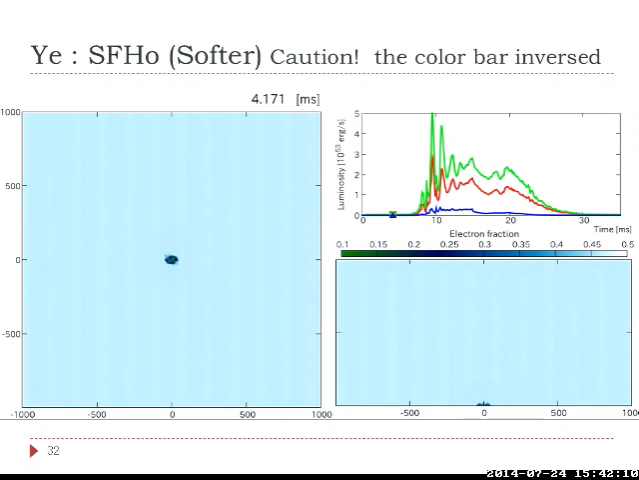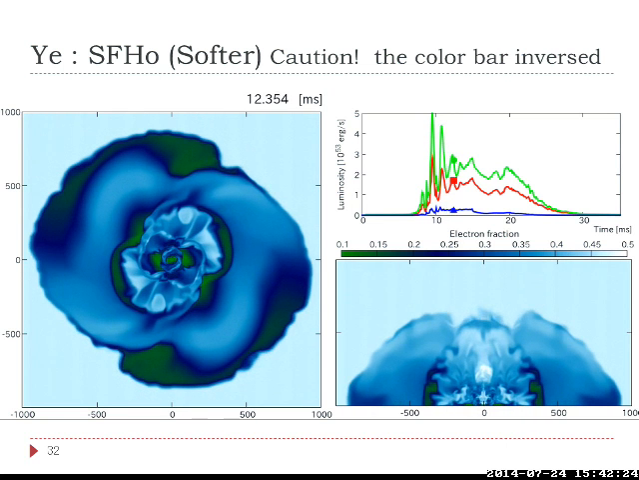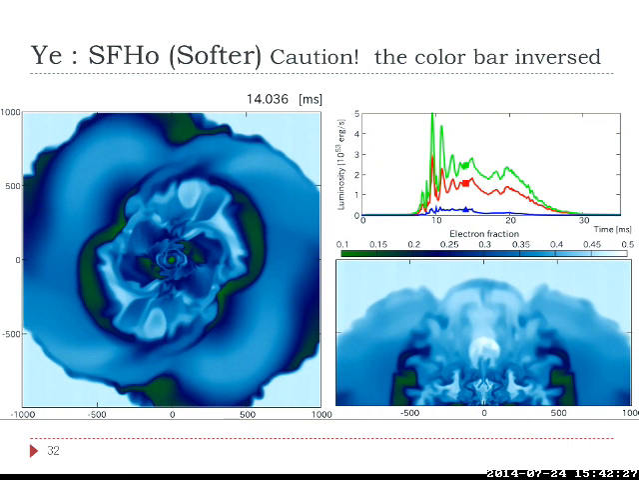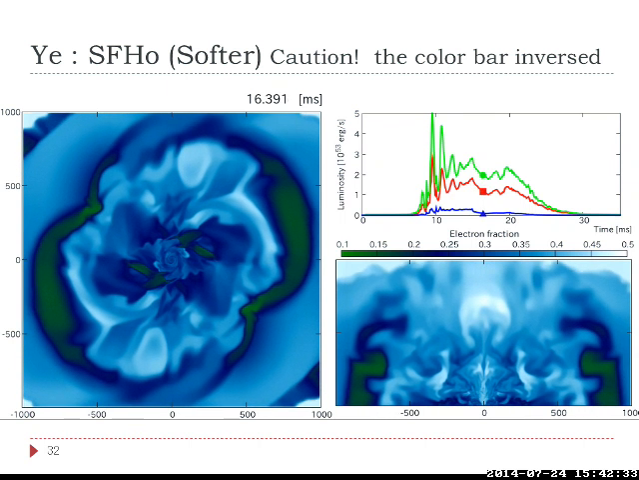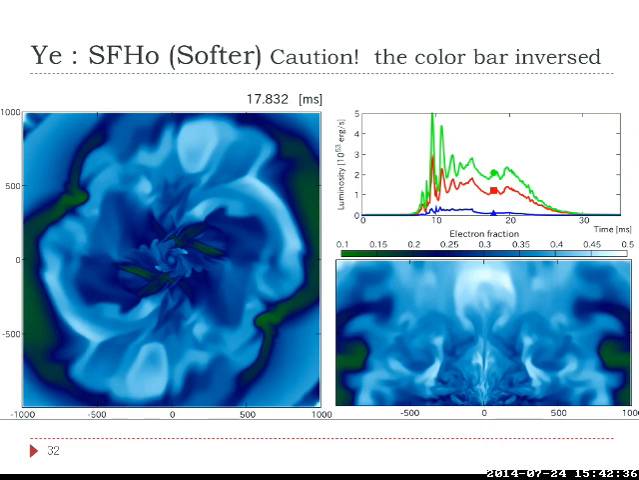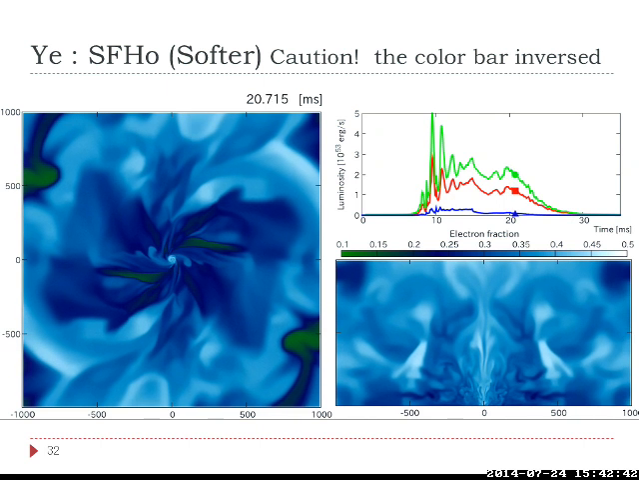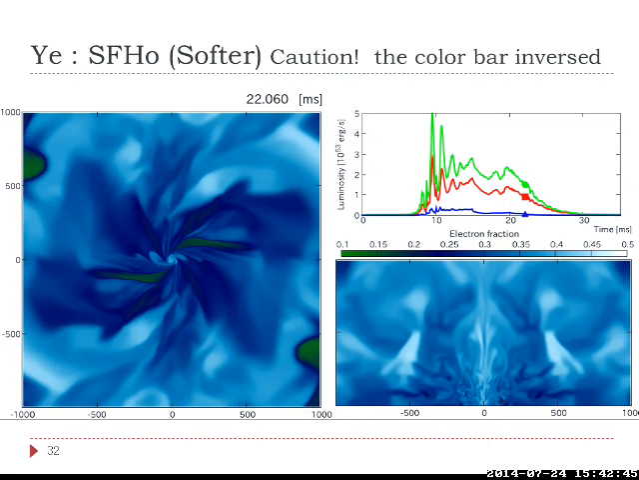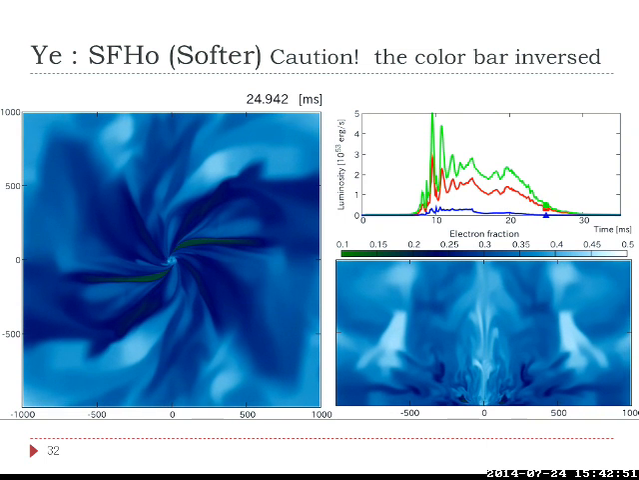This is for the orbital plane, and this is for the meridional plane. This is the electron fraction. As you can see, as the shock goes away, the low electron fraction region is destroyed due to the weak interaction. But on the other hand, if you look at the meridional plane, because the ejecta expanding in this direction is due to the shock heating, the electron fraction in this region is at first neutron poor.